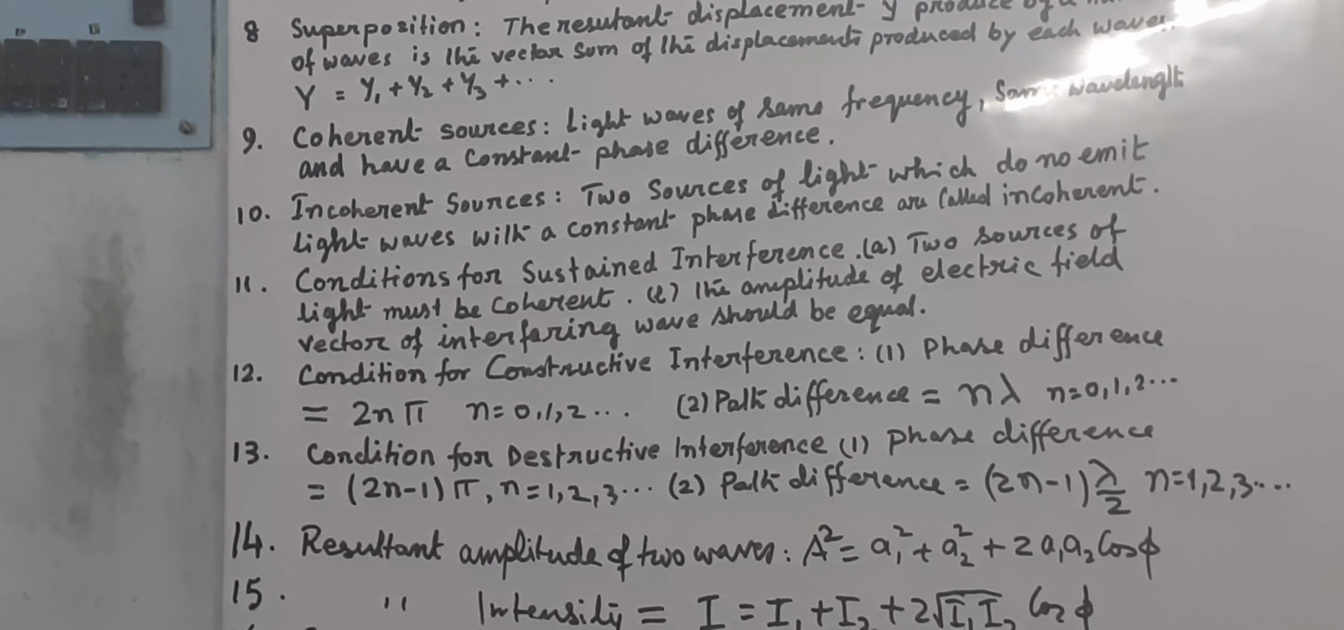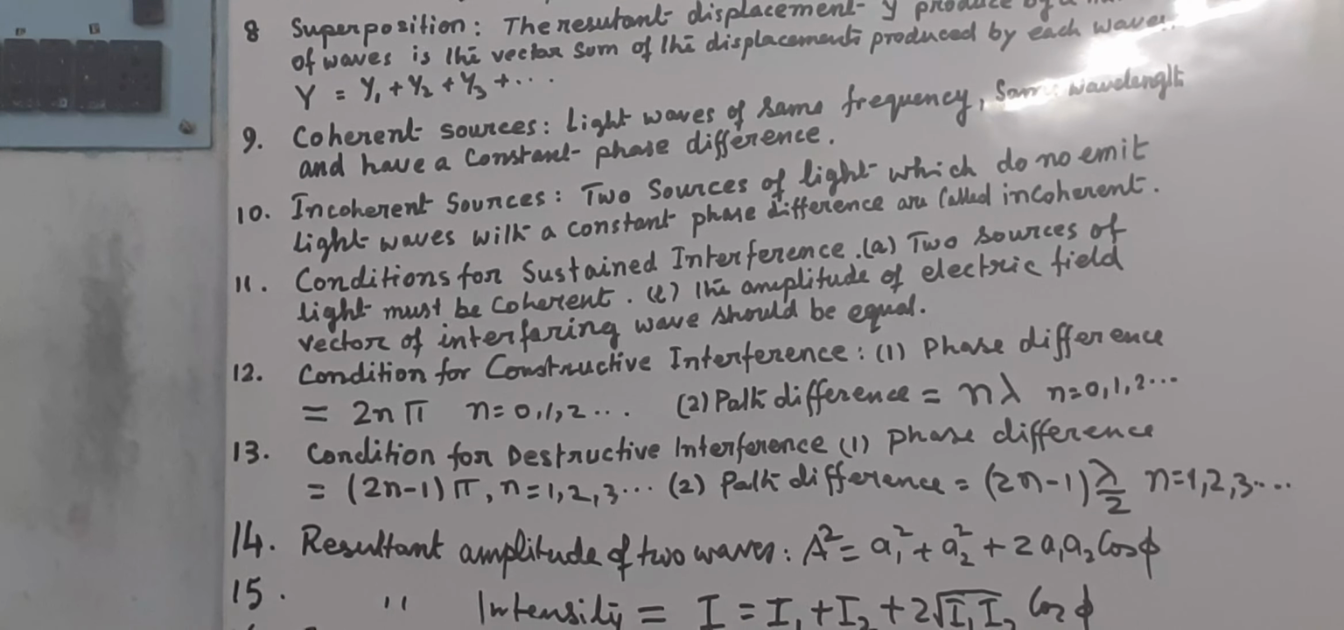Condition for constructive interference. The basic requirements are phase difference and path difference. The phase difference is 2n pi, where n equals 0, 1, 2, 3, etc. Similarly, path difference equals n lambda, where n is 0, 1, 2, 3, etc.